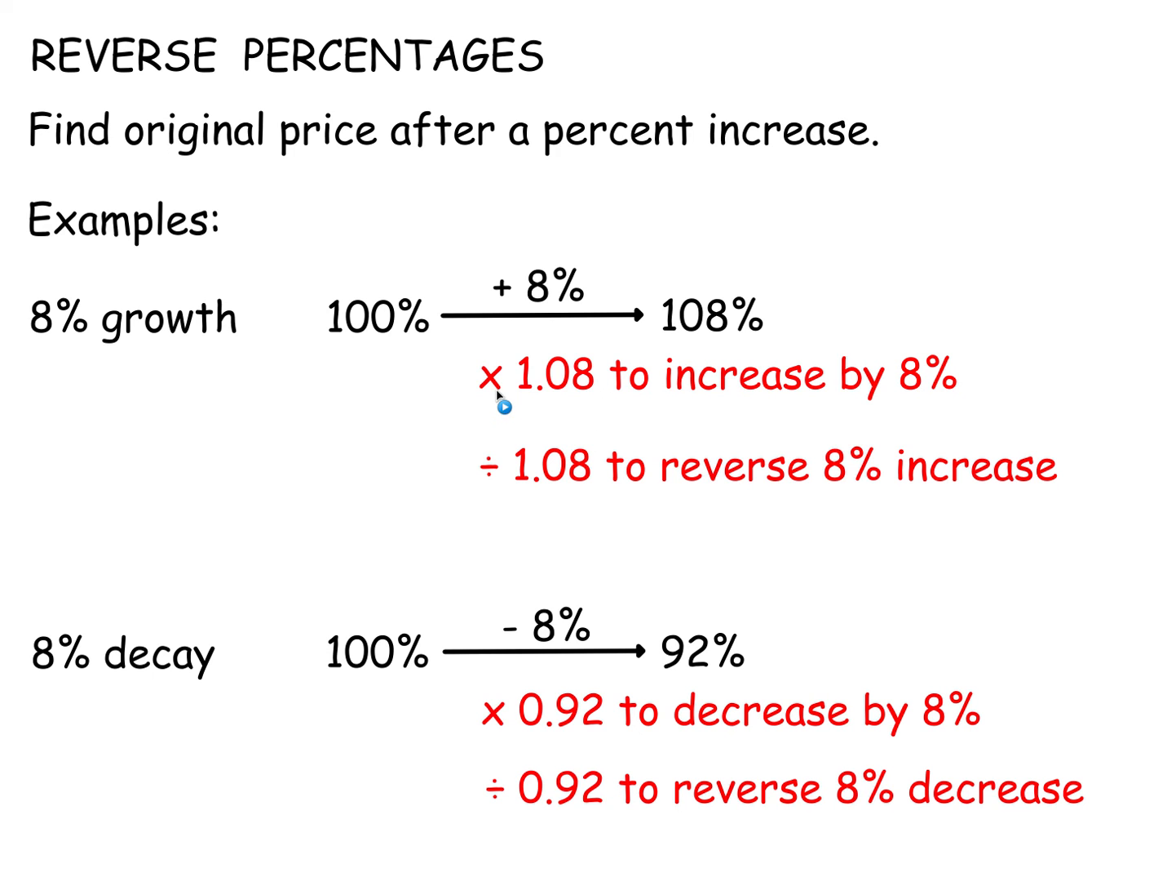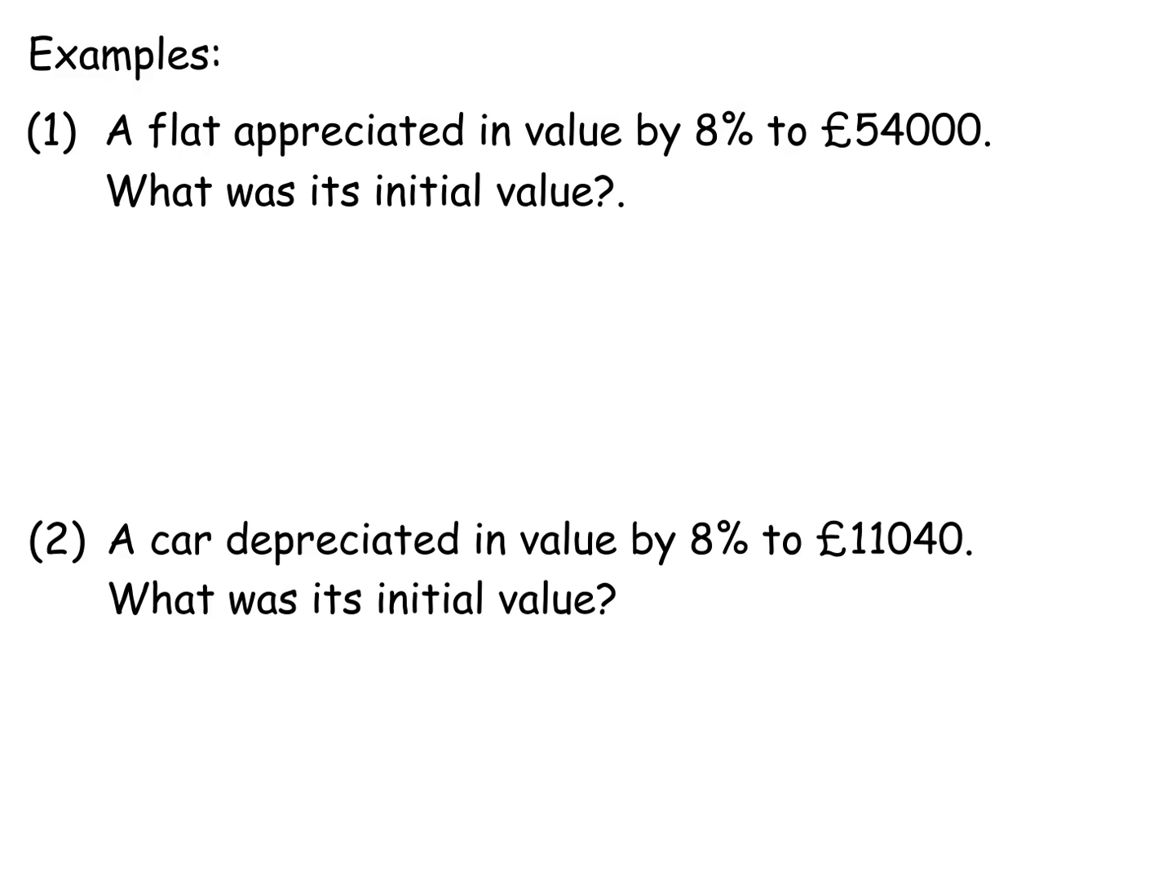So it's simply to go in one direction, you multiply by 1.08, that's cause an 8% increase. To reverse that increase, divide by the 1.08. Here it was an 8% decrease, that was by multiplying by 0.92. So to reverse it, you divide by 0.92. So here's an application. Simple questions. A flat appreciated in value by 8%. It's now worth 54,000. What was its initial value before the 8% was added on? So what's happened here is the house had a value. It was increased by 8%. That was through multiplying by 1.08, and it became 54,000.